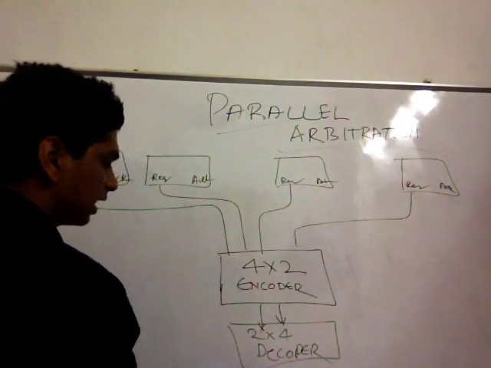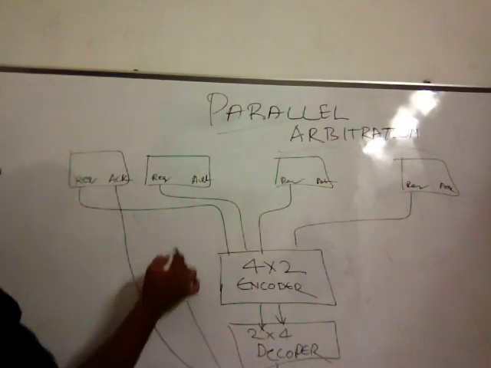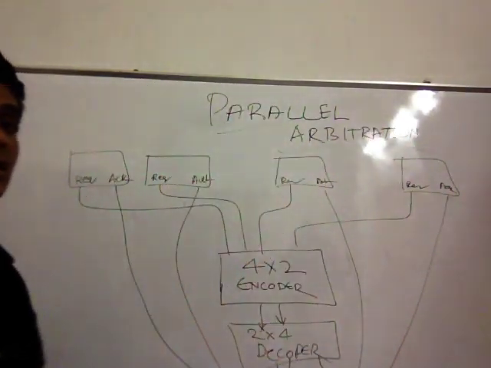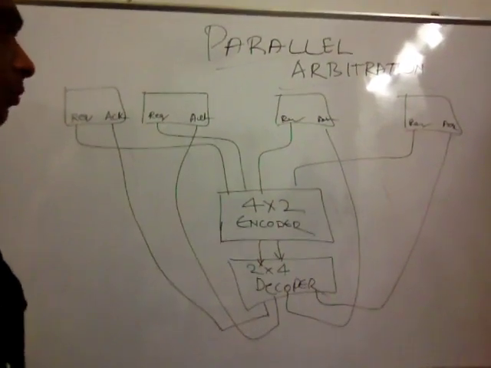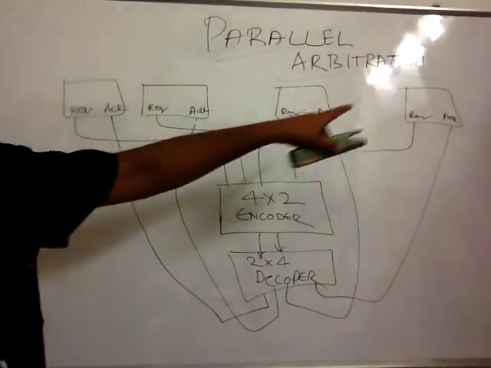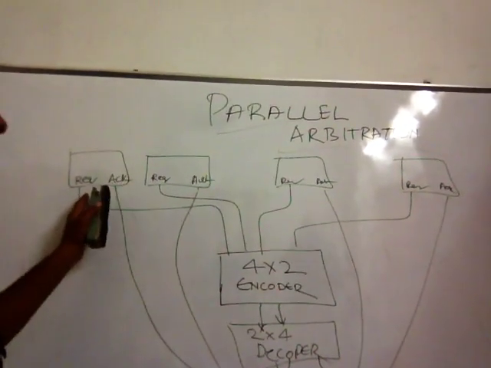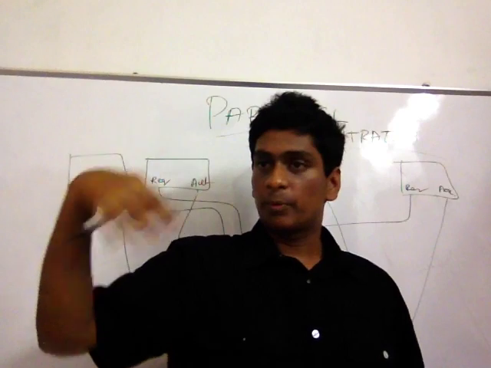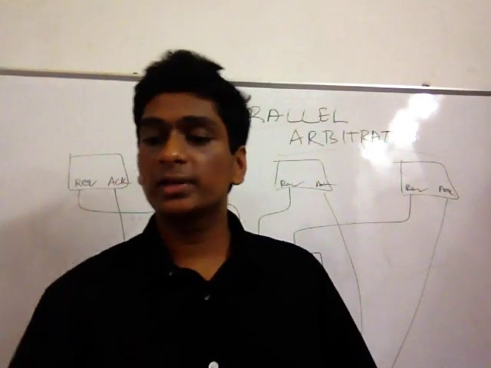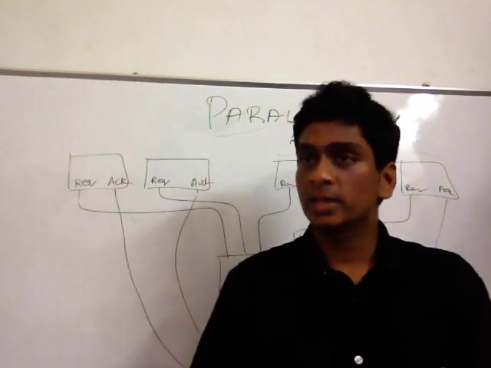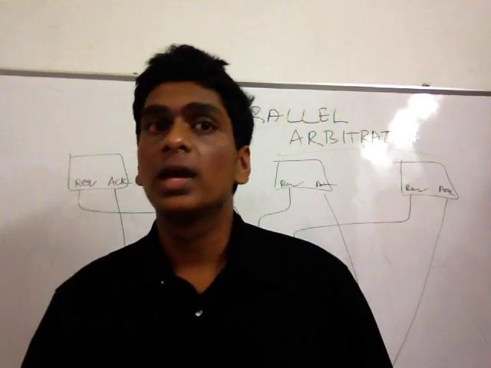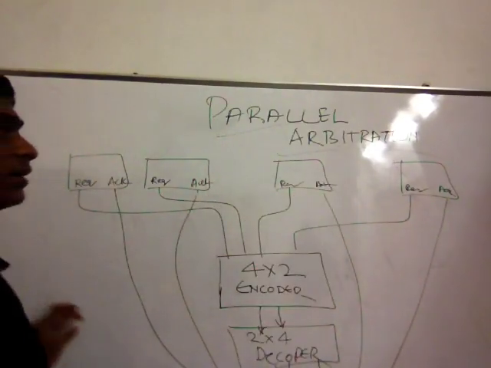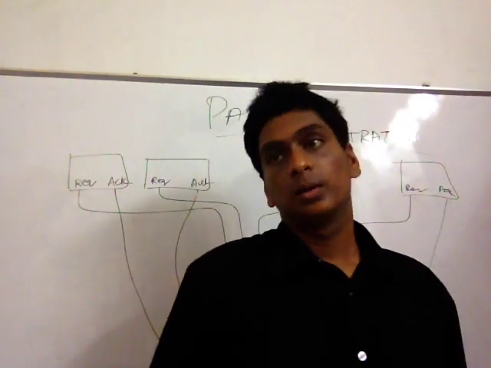This decoder is connected to each and every acknowledgement line, for all 4 arbiters. The encoder receives the request from the 4 arbiters. So this encoder sees whichever processor or arbiter is asking for a request, and it encodes it into 2 outputs, and those 2 outputs get decoded again into 4 outputs. Based on the output of this decoder, that specific arbiter is given the acknowledgement: you can now use the bus and the memory.